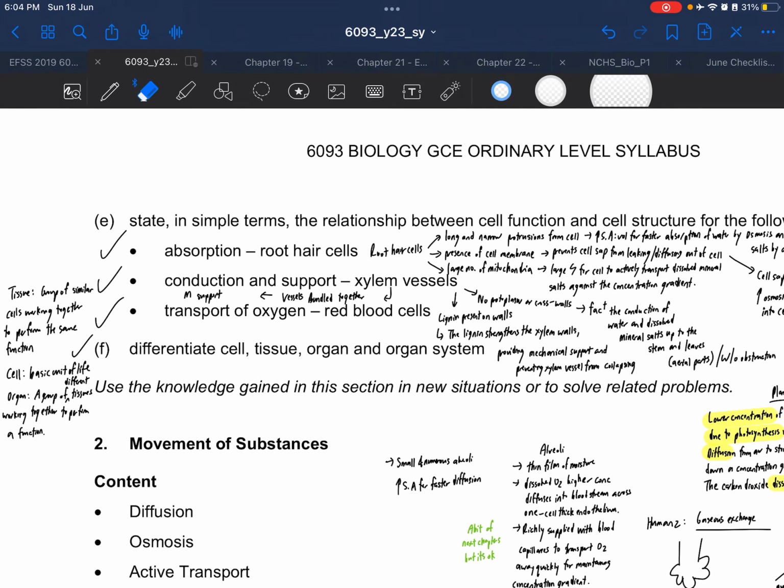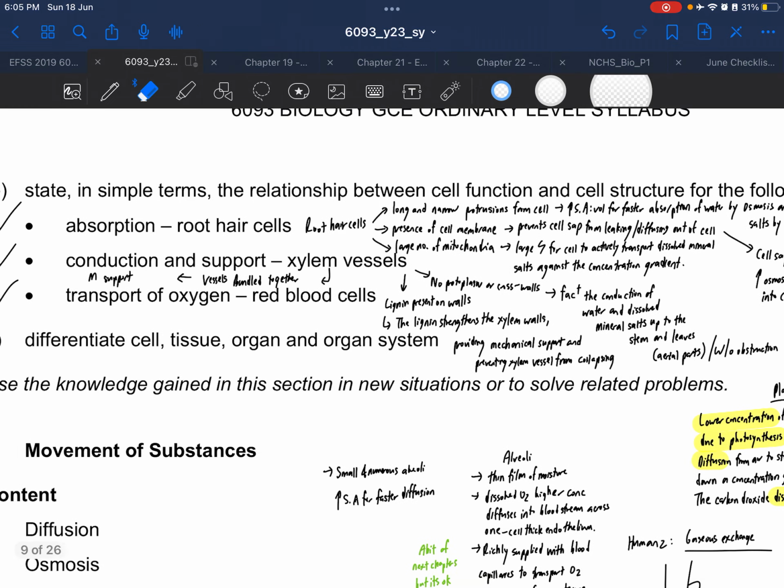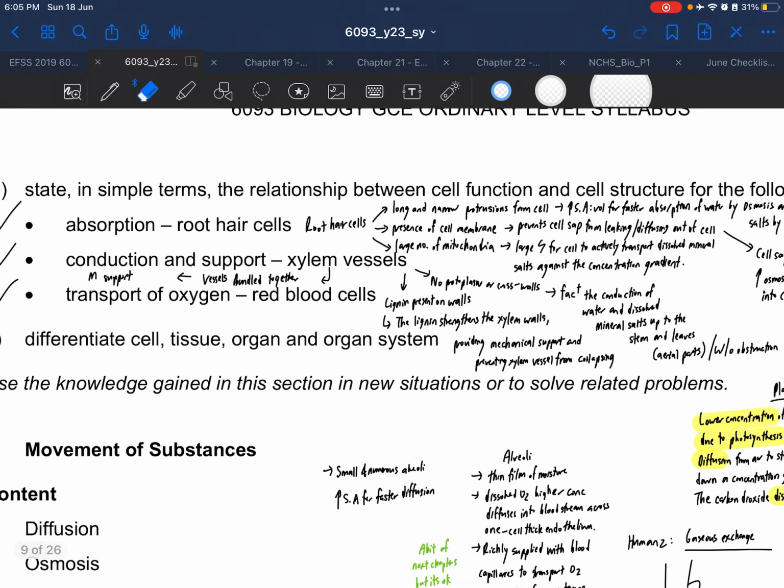So to differentiate cell, tissue, organ, system, I don't think it's that bad. So a cell is just the basic unit of life. The tissue is basically a group of similar cells working together to achieve a function. So that can be like perhaps the muscle fiber. So one muscle fiber consists of many muscle cells. So this can be seen in the heart. So heart muscle cells can work together to form a tissue, heart muscle tissue. Yeah, and the common function is to contract.